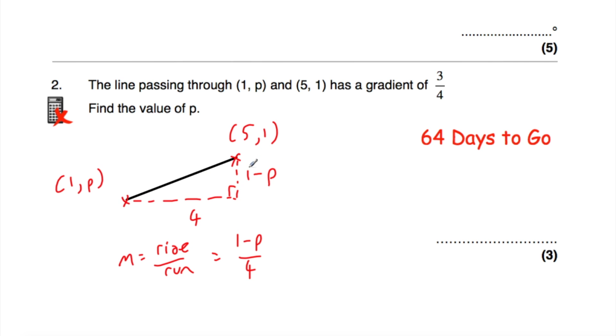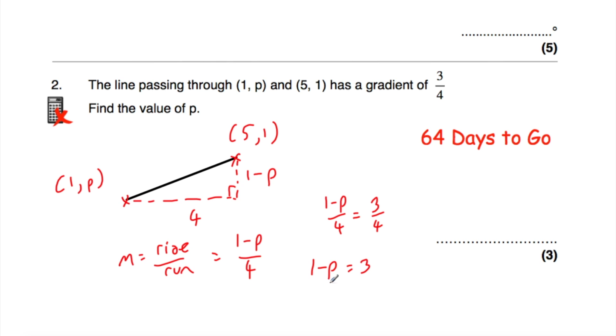So that means the gradient is 1 subtract p over 4. Now we've been told that the gradient is actually equal to 3/4, so that means that 1 subtract p over 4 is equal to 3/4, because we know the gradient is 3/4. Now if we have a look at this, we can see that the denominators are the same. So if we just look at the numerators, this must be equal to 3. So 1 subtract p is equal to 3, because this has to be equal to 3.